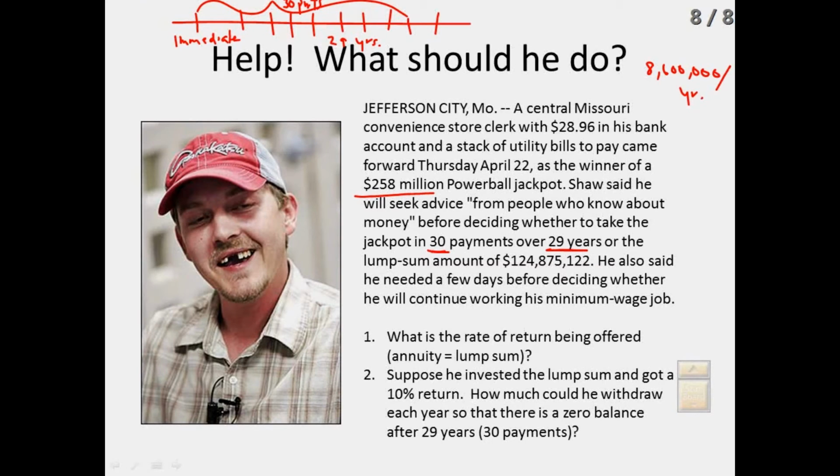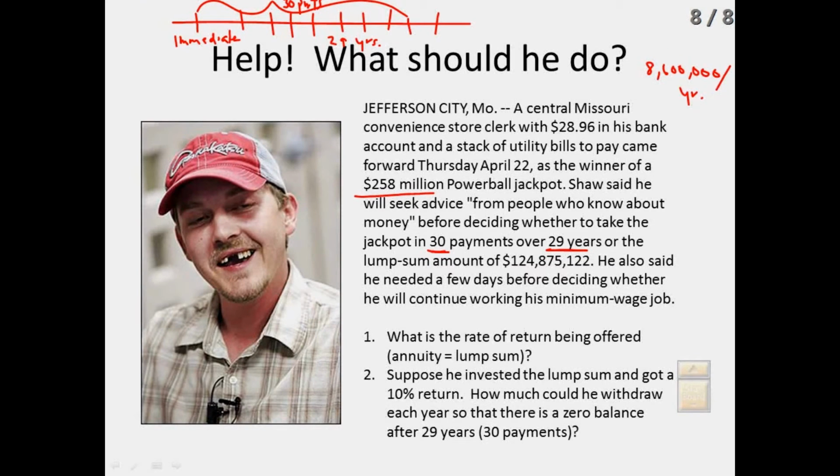So now you have the choice. You're this guy. Now you can take $8.6 million per year. That's the $258 million that they're putting on the billboards. That makes you really excited. Or the government, or basically these are usually run by the state or whatever.